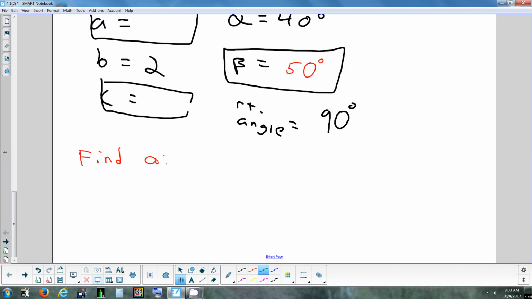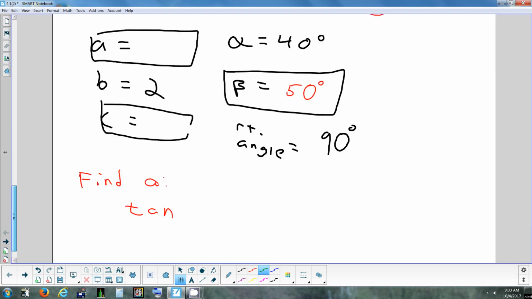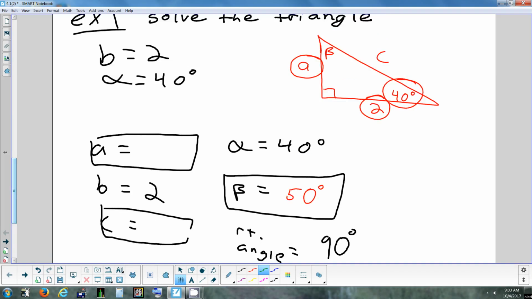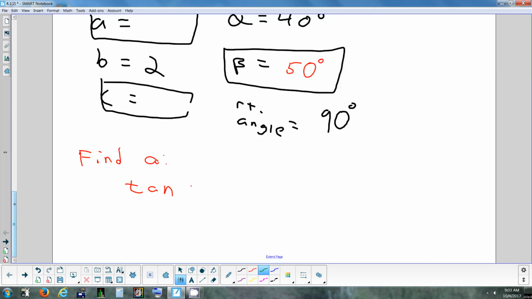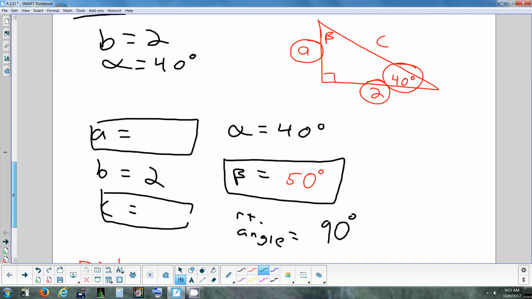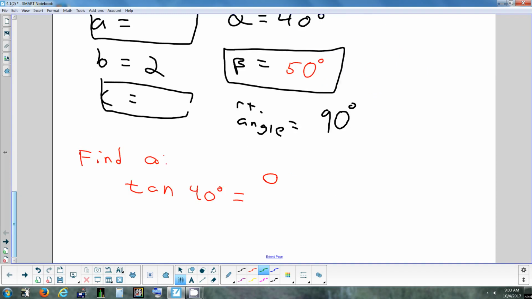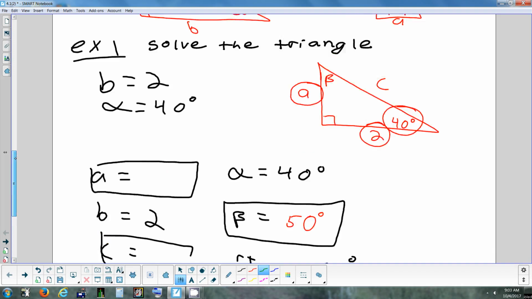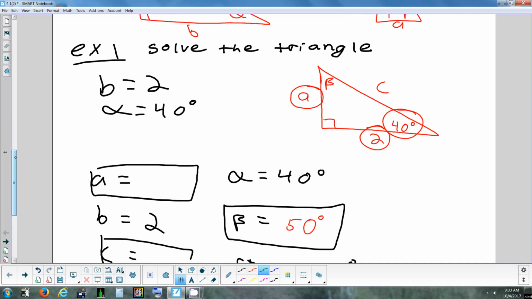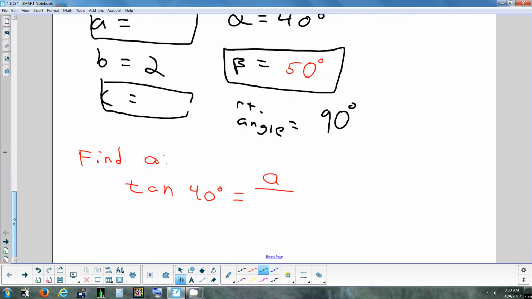And our goal is to find A. Okay, so it's the tangent of, Molly, what's the angle I'm using? 40. It's always the tangent of your angle. Equals, now we do opposite over adjacent. So Robin, what side is opposite 40? A. And what side is adjacent to 40? Which is? 2. Okay, so now we have to solve that equation for A.